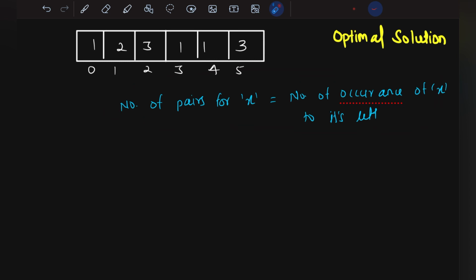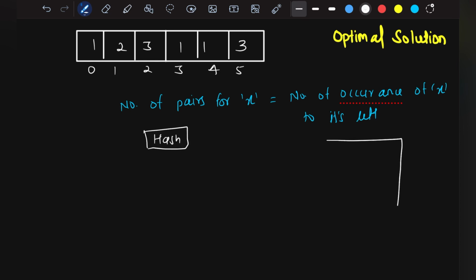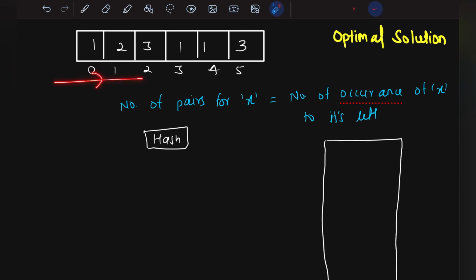So what will help us is to keep track of how many ones or twos or threes are to its left. So can we say we can use a hash, so that we can store the occurrence of those elements. Say for example this is my hash. So I will traverse through my array, and check if this element is present in my hash, and if it is, what is the total number of occurrences. Now I will start with 1. Does my hash contain 1? No. So I will simply store 1 with its occurrence as 1.